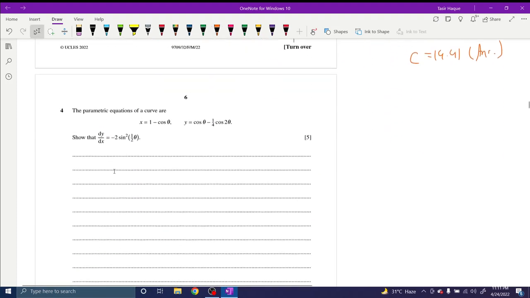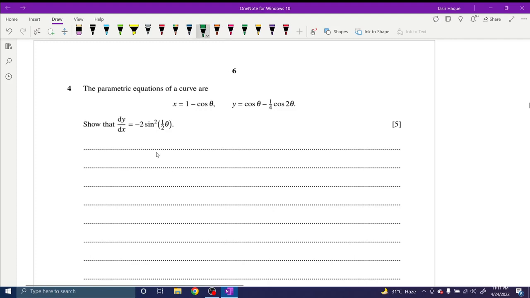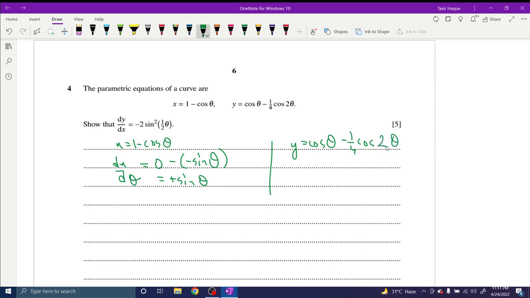Let's move on. We have two parametric equations. Show that dy by dx is this. Okay, straightforward. So x is equal to 1 minus cos theta. Dx by d theta is equal to 0 minus sine theta. So that's just plus sine theta. Y is equal to cos theta minus 1 by 4 cos theta. Sorry, cos 2 theta. So dy by d theta is equal to minus sine theta minus 1 by 4 into minus 2 sine 2 theta. So after simplifying this, it's minus sine theta plus half sine 2 theta. Okay, hopefully that makes sense.